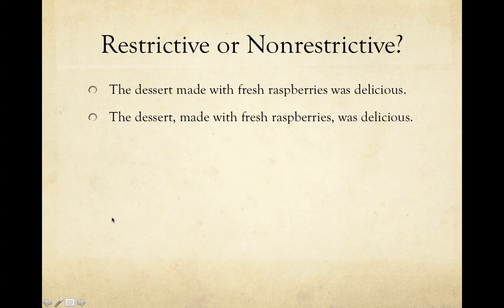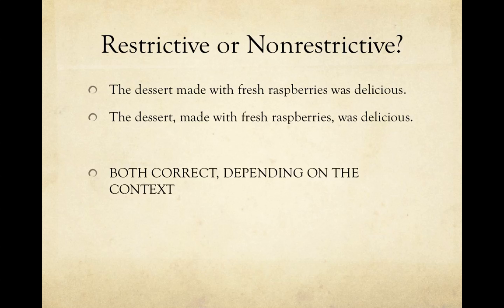Look at these sentences. Can you tell which is correct? Often, it's difficult to tell whether a word group is restrictive or non-restrictive without seeing it in context or without considering the writer's meaning. So actually, both of these sentences are correct, but their meaning is slightly different. In the first example, the phrase "made with raspberries" tells readers which of two or more desserts the writer is referring to. In the example with the commas, the phrase merely adds information about the dessert.